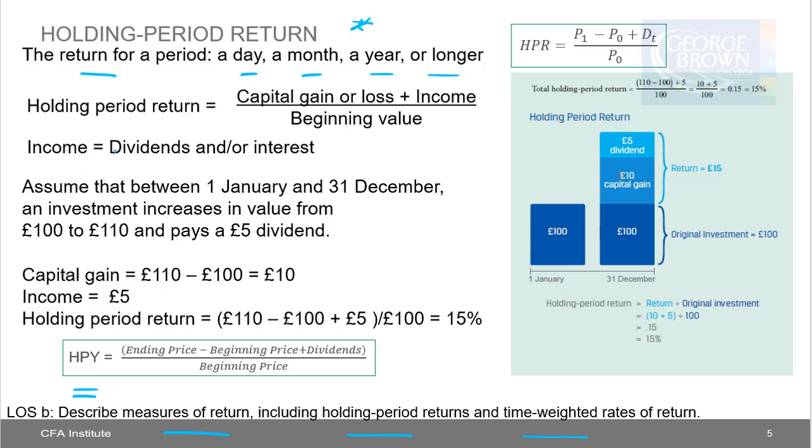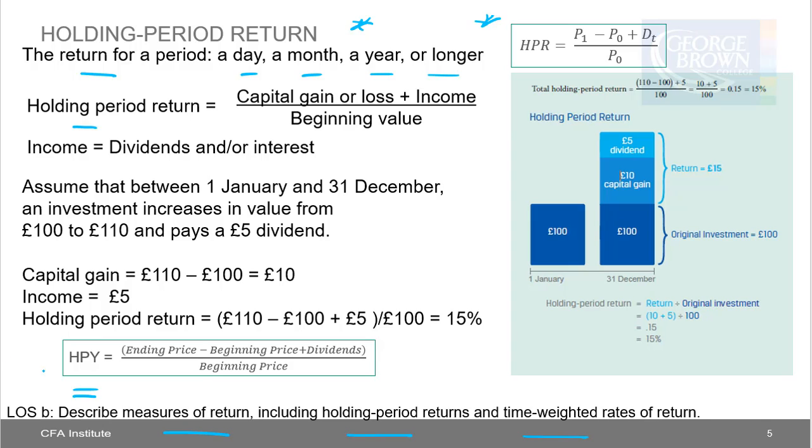Okay, so you can see here, starting off in words, holding period return is the capital gain or loss plus the income divided by the beginning value. Now I've put it up here as a formula. Holding period return equals P1, that's the price at the end of the period, minus P0, that's the price at the beginning of the period, plus the dividend, usually we assume that's coming at the end of the period, divided by P0, which is the price at the beginning.